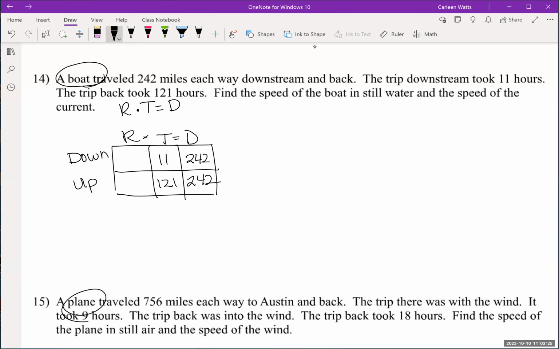Okay, here's the hard part. The rate. Now, look at this. The speed of the boat in still water, we're going to call that B. I go to the last sentence to find my variables. The speed of the current, I'm going to call C. Now, the rate of the boat going down and up. What am I going to call the rate?